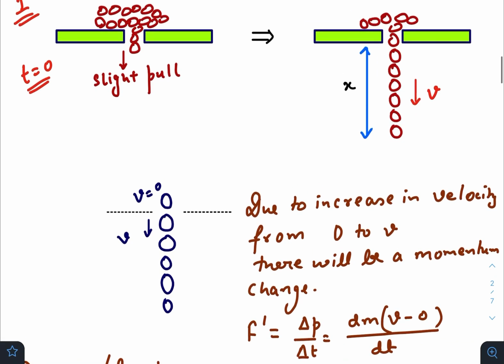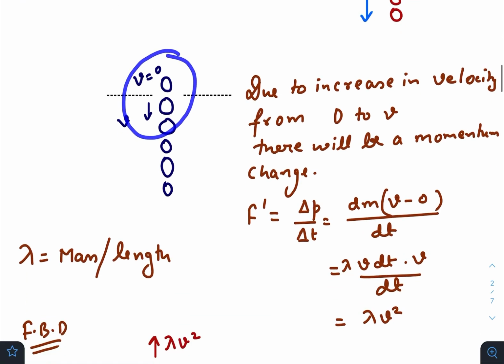Why? Because if you zoom in at this portion, this portion which was initially at rest suddenly gains a velocity of v. That means there is a sudden rise in momentum, which will result in an impulsive force. We call it F prime, right? So due to that there will be a tension force acting upwards on this hanging portion of the chain, which will try to stop this motion, which will act against the gravitational force.